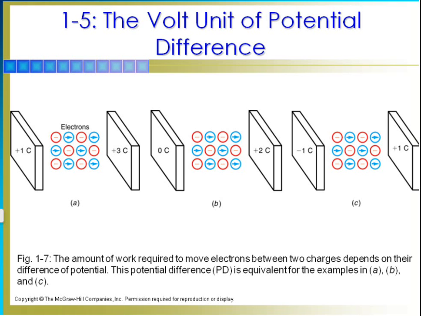Well, here we have various charges. In this case, we have a plate that's heavy on protons, so it's a positive charge, positive 1C, and it is being worked against another charge of positive 3C. So both of these charges are heavy on protons. However, this one is less heavy on protons. It has more electrons than this one. Well, the difference between the two is simply 2C. 3C minus 1C.